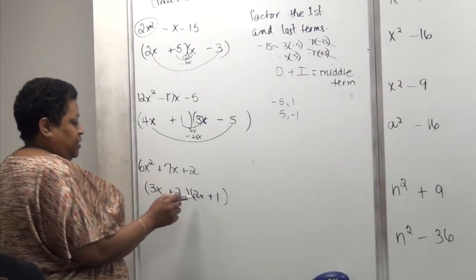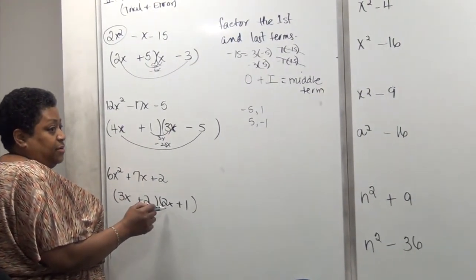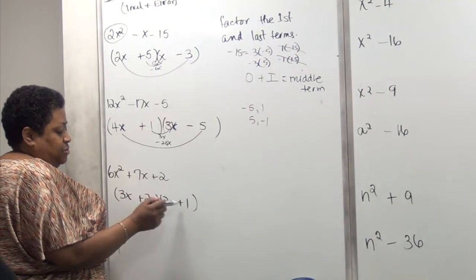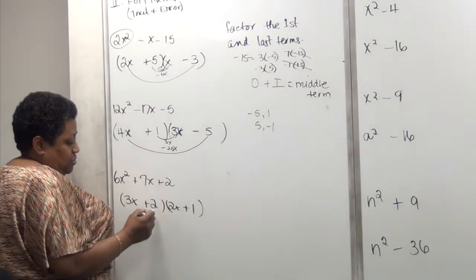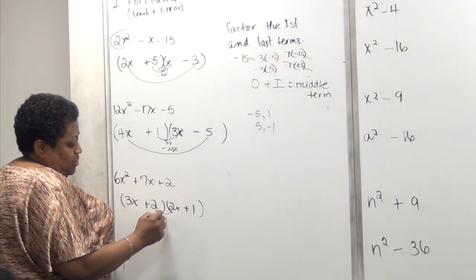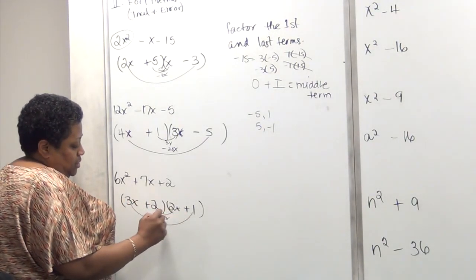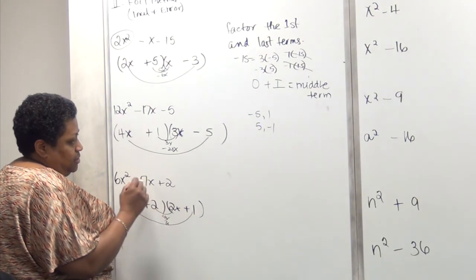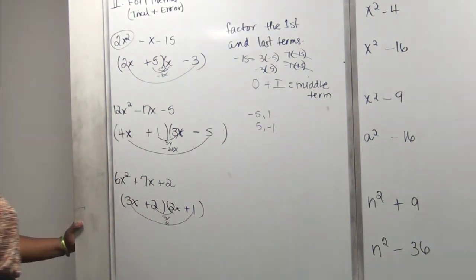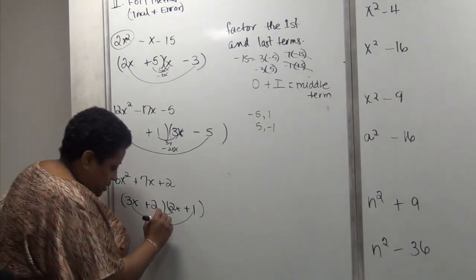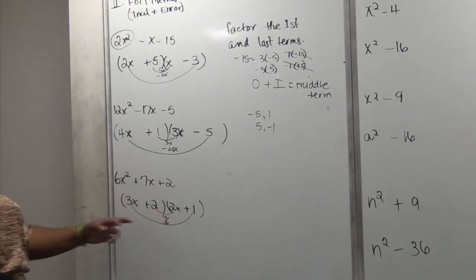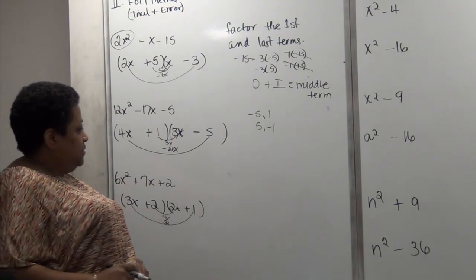Okay. This and this give you the 6x squared. And then 2 times 1 is 2. This is 4x. This is 3x. That equals what? 7x. Very good. So when you add up, you get your 7x.